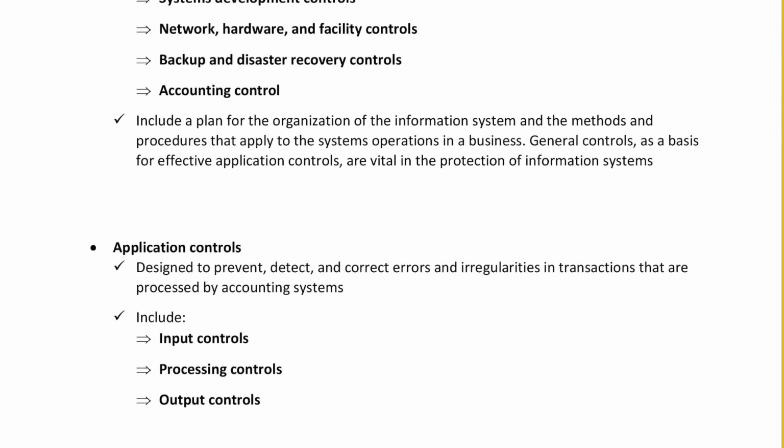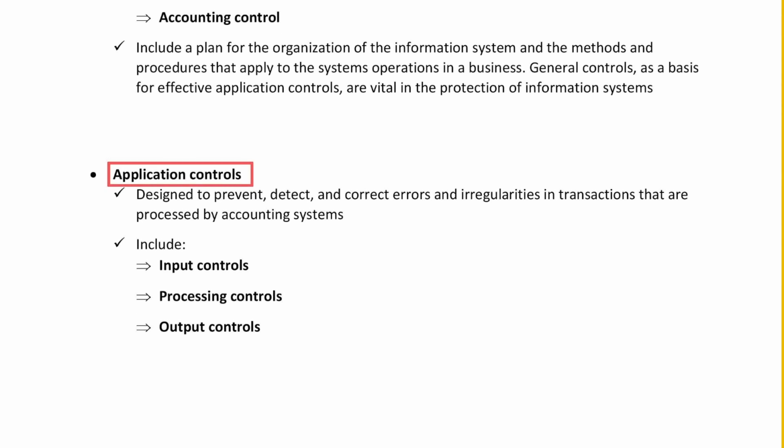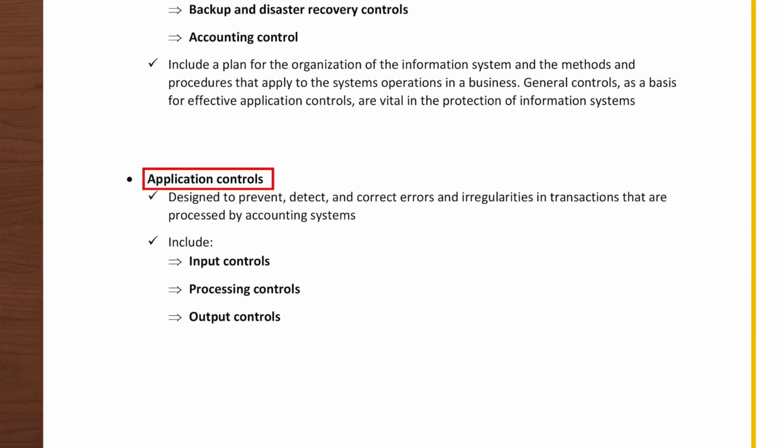Next we've got, put a box around, application controls, which are designed to prevent, detect and correct errors and irregularities in transactions that are processed by accounting systems. Now they include input controls, processing controls and output controls.